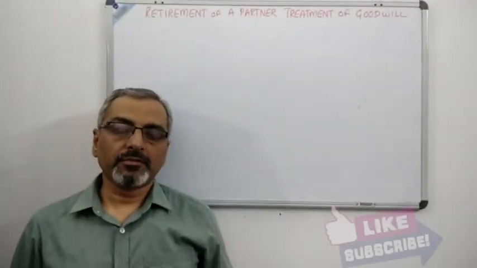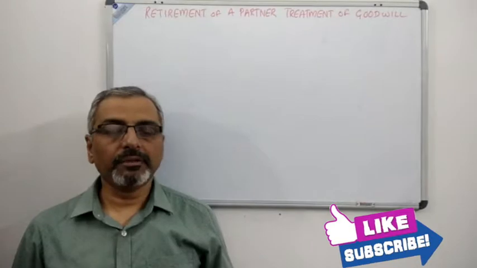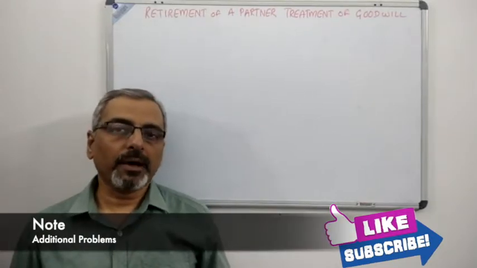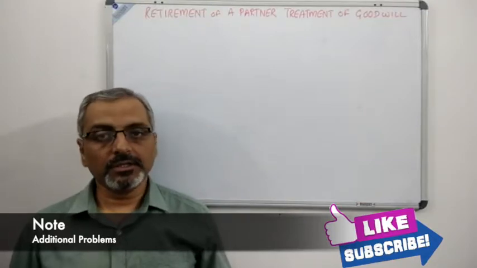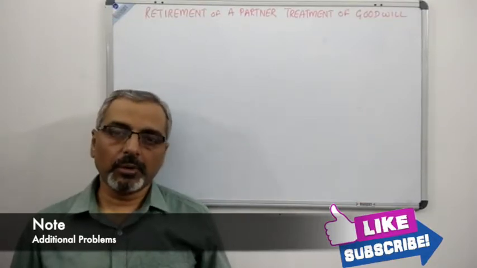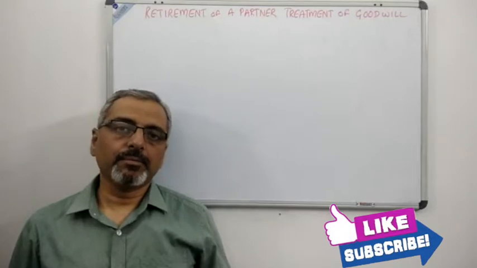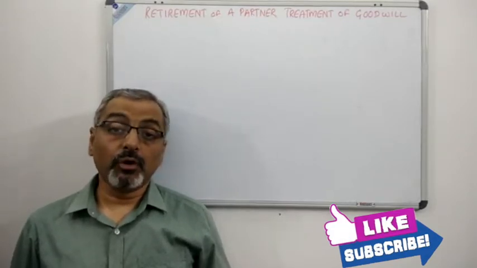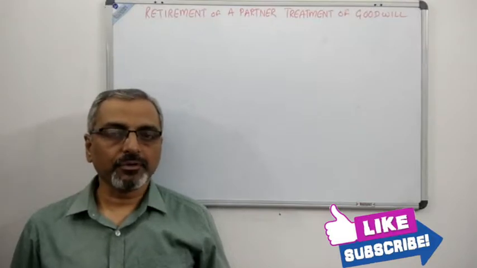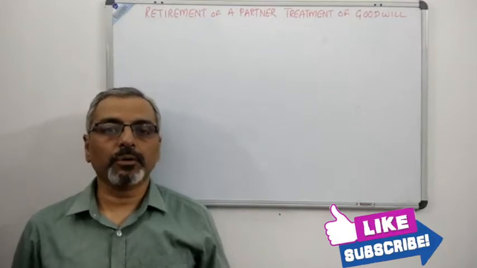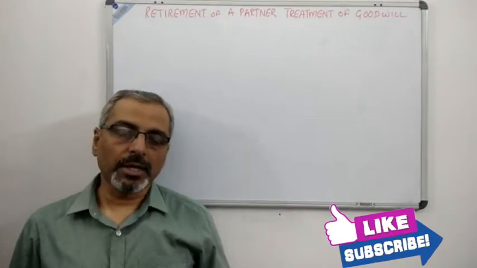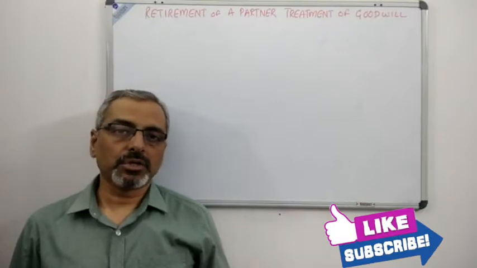In my previous video, we dealt with the treatment of goodwill on retirement of a partner, and we did three sums from the textbook D.K. Goodwill: sum number 8, sum number 10 and sum number 12. In this video, I'll move on with the same types of sums, but we'll go to the additional questions of the textbook, which start from sum number 66 or 68.